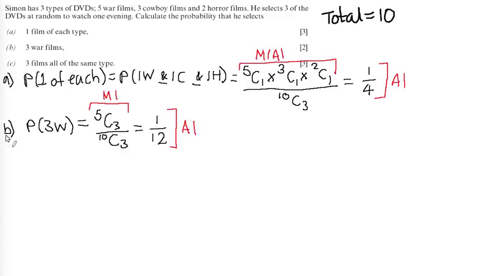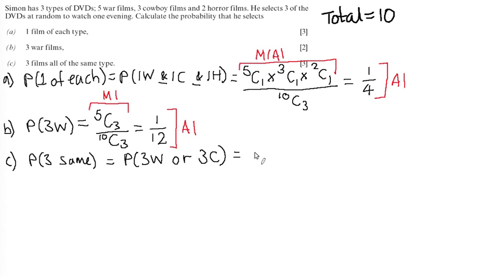Okay, in part C, we want to know the probability of getting 3 films of the same type. We need to consider how could this happen. So probability 3 the same. Well, the way that we can have this is, either we get 3 war films or we get 3 cowboy films, and we can't get 3 horror films, so that is it. Now I already know the probability of getting 3 war films. That's 1/12, so I can put that there.